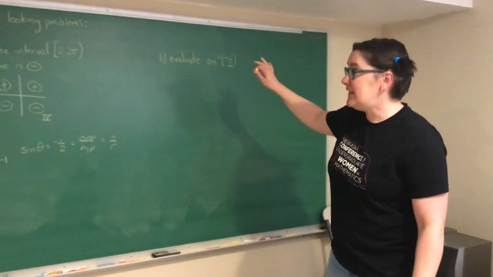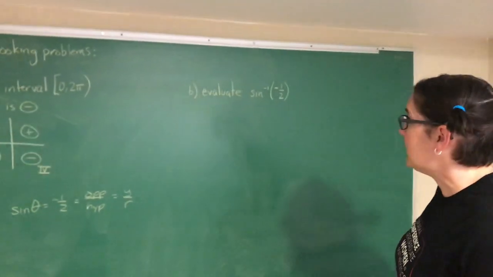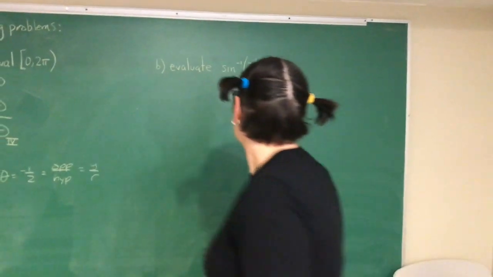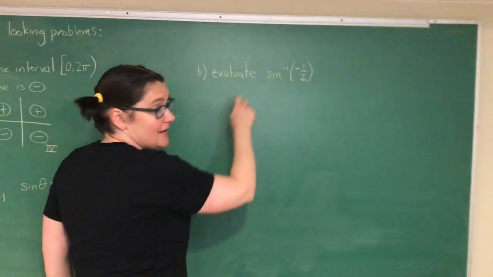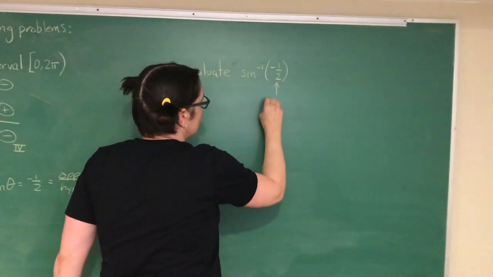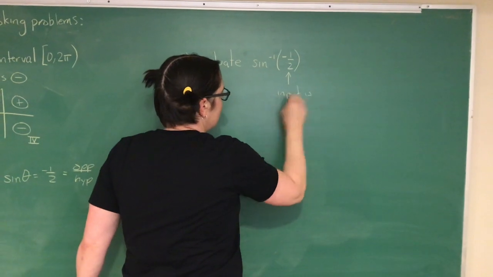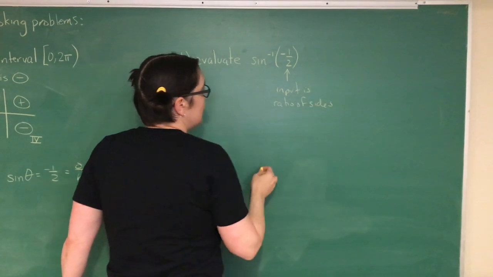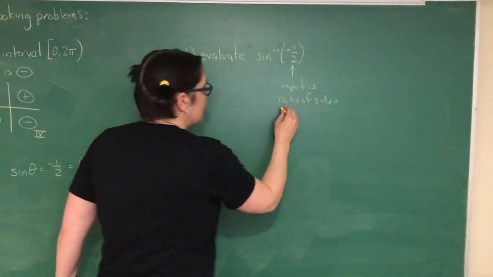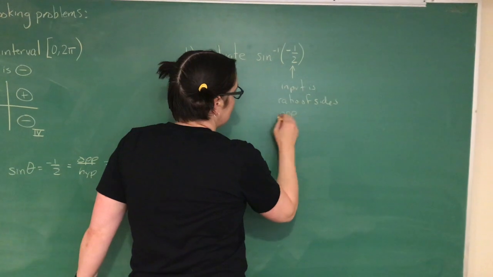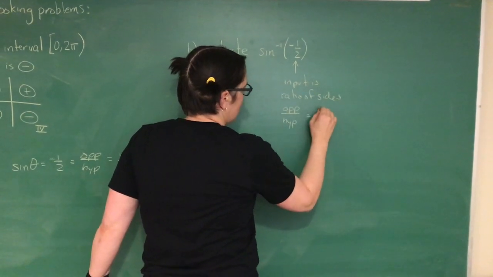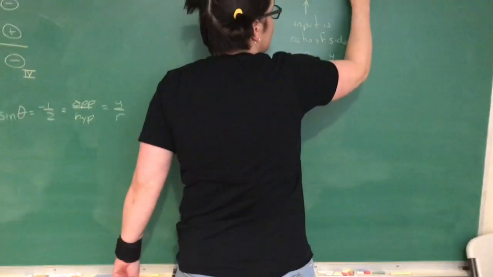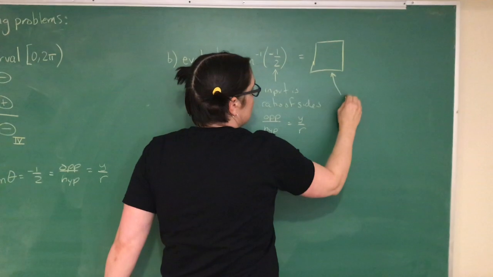Okay, so now we're going to look at the second part of this example, where we're going to evaluate arc sine or inverse sine of -1/2. When I'm thinking about the inverse sine function, my input is a ratio of sides. And in this case, because this is arc sine, the ratio of sides is opposite over hypotenuse, or y over r. And the output that we want, the thing that we're going to put inside the box, is going to be an angle.